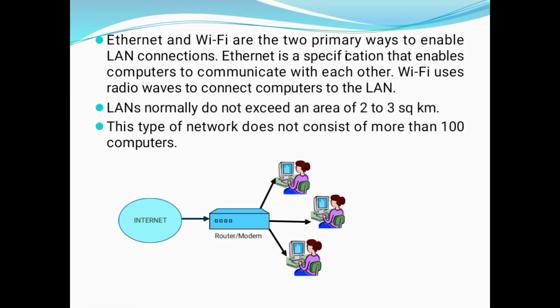Ethernet and Wi-Fi are the two primary ways to enable LAN connections. Ethernet is a specification that enables computers to communicate with each other. Wi-Fi uses radio waves to connect computers to the LAN. LANs normally do not exceed an area of 2 to 3 square kilometers. This type of network does not consist of more than 100 computers.